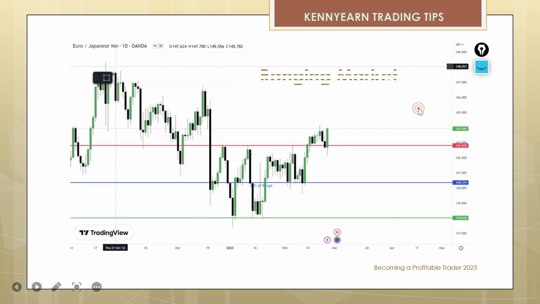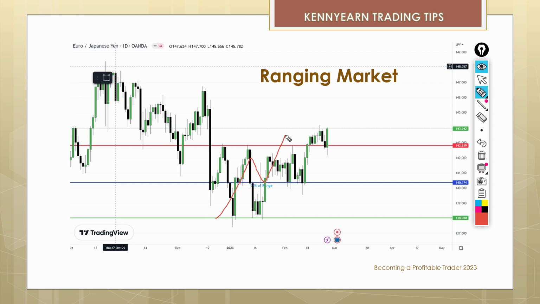Then this one is the ranging market, a range bound market. Like I said, it doesn't move in a clear direction, either higher or lower. It just walks within a range. For example, here you can see the market is within a range, and from here it's selling, from here it's buying, from here it's selling, from here it's buying, just like that. That's how the market moves.